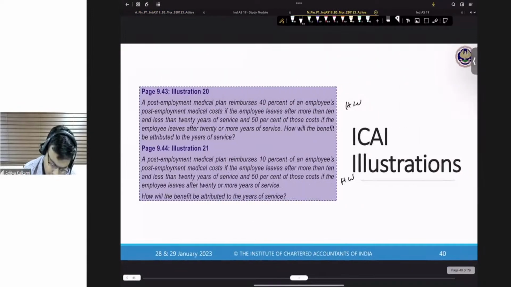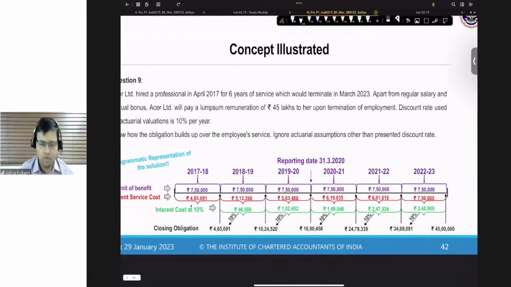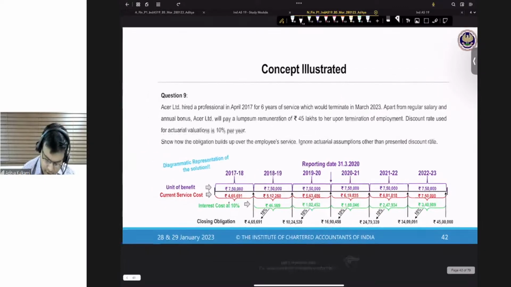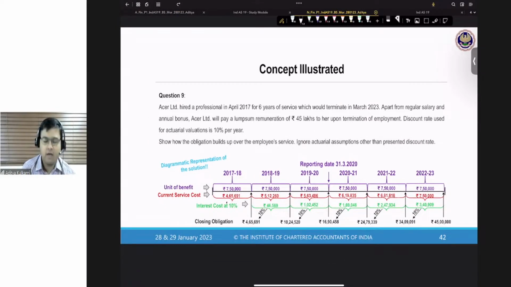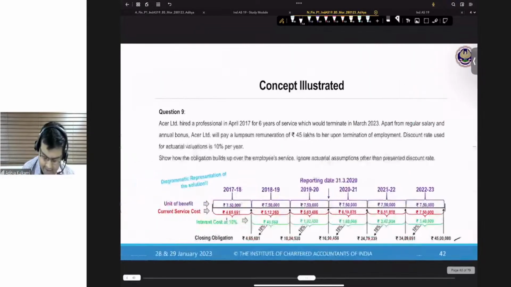Okay, so now if you look at the illustration, we had just diagrammatically presented it. So 7,50,000 is the unit. Discounting it gives you the current service cost. उस मेहनत का आज के तारीख में value कितना है? The monetary value of the service provided in today's terms, that is known as your current service cost. Then you do the interest cost every year at the rate of 10%. So that is going to build up to a liability of 45 lakhs. And I suppose this was where we had ended yesterday's discussions.